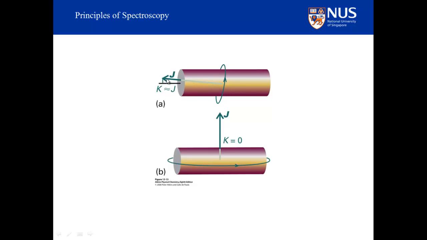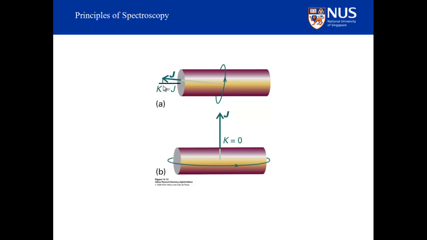This vector here is my angular momentum vector J. So my cylinder is rotating around this axis, and it is almost parallel with the molecule's principal axis, so that when I project my J vector onto the principal axis, I get my K quantum number. And my K quantum number in this case is going to be pretty much equal to J.